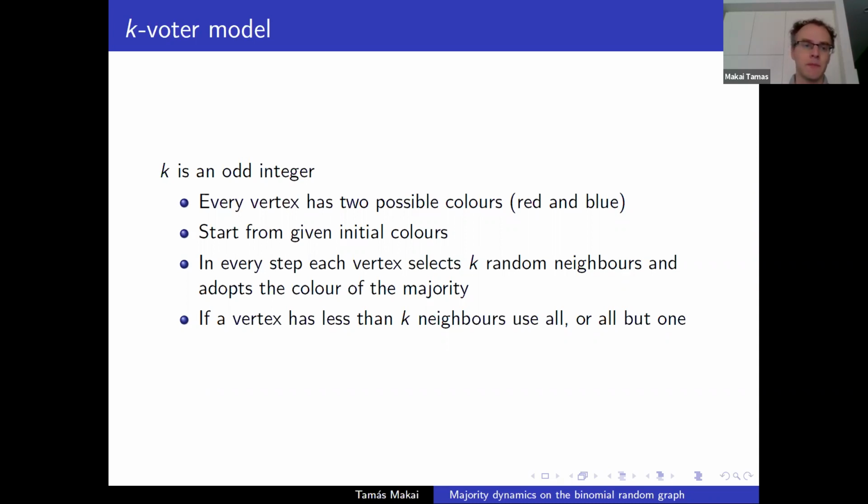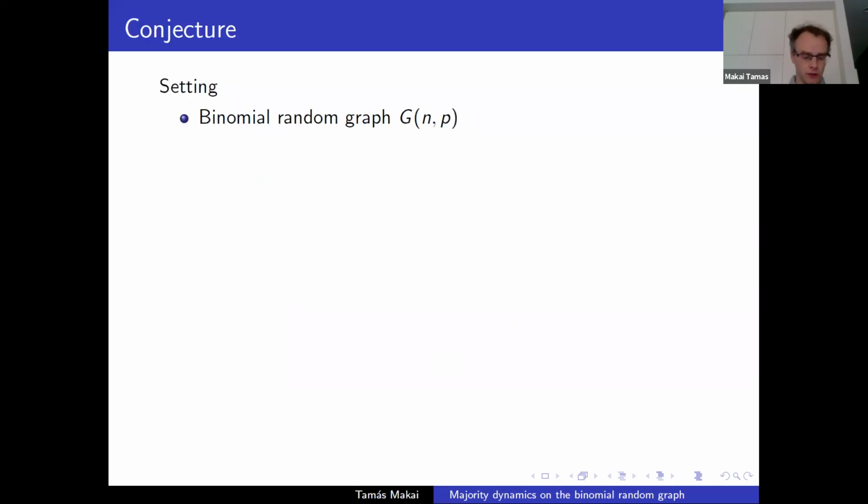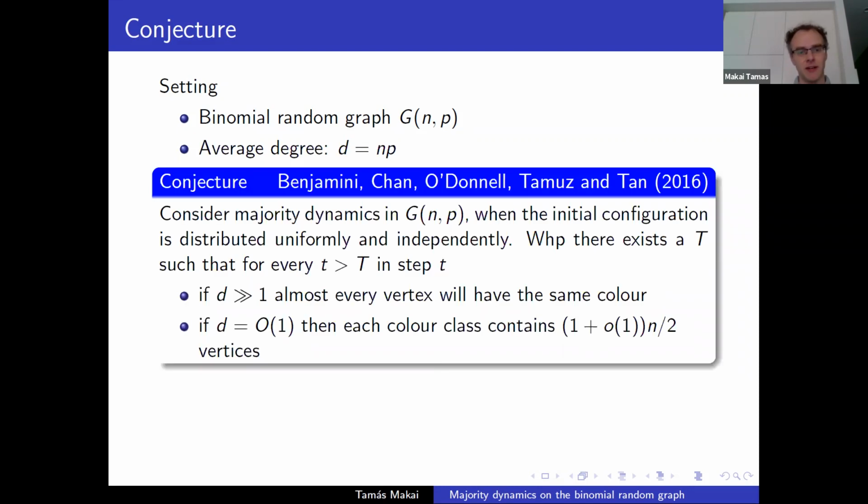So we'll be analyzing majority dynamics on the binomial random graph G(n,p). So this is a random graph on n vertices where every edge is inserted independently with probability p. And for majority dynamics, it turns out that the average degree is a more suitable parameter than the edge probability. So we'll be using the average degree d, which is just, well, roughly n times p.